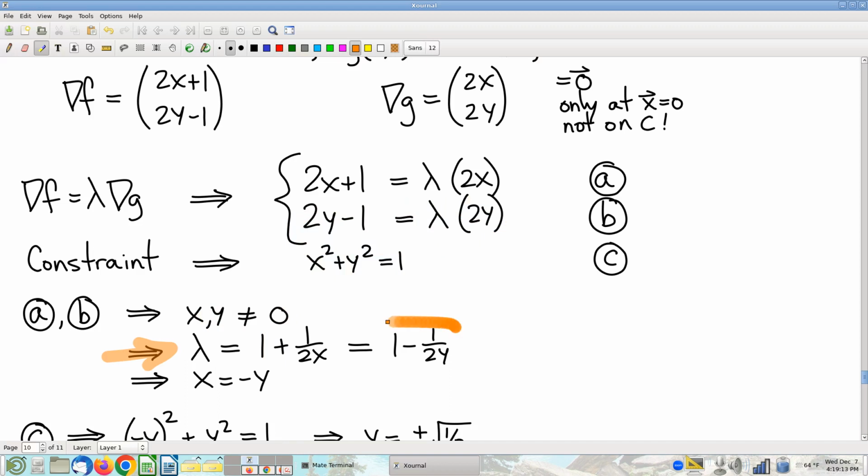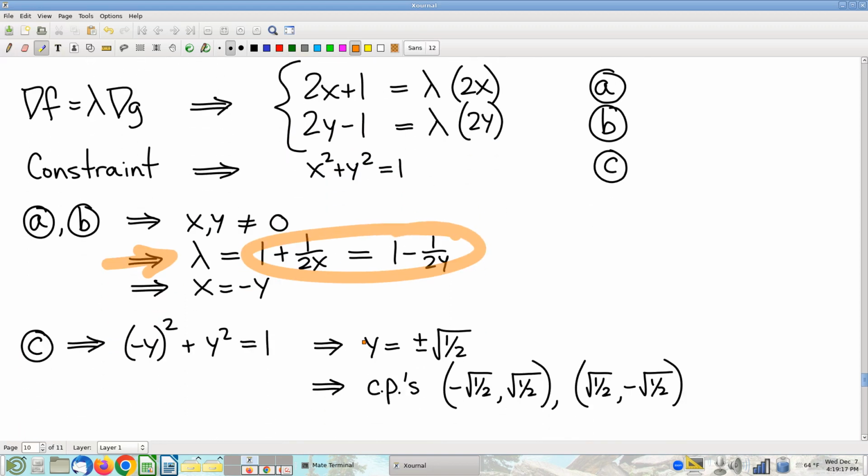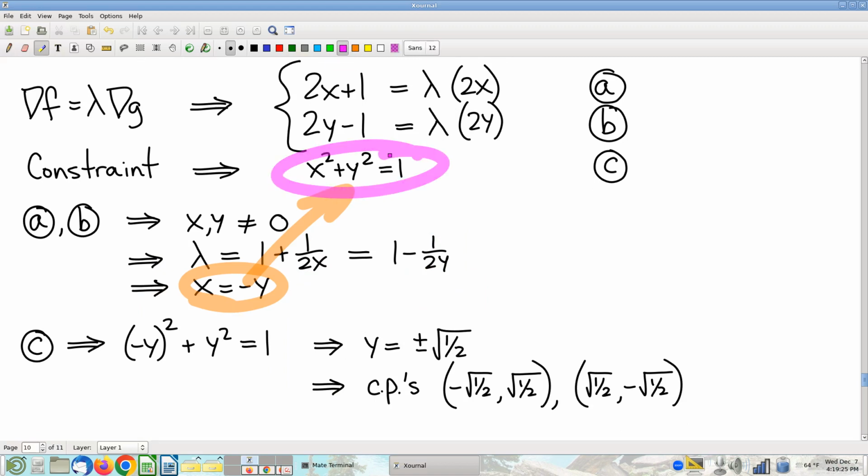Set the results equal to each other. And again, off you go. And it's all downhill from there. Once you have this relationship, you can plug that into your constraint equation. Your constraint equation then becomes that. Solve for y. That gives you your critical points. How we doing? Everybody with me?